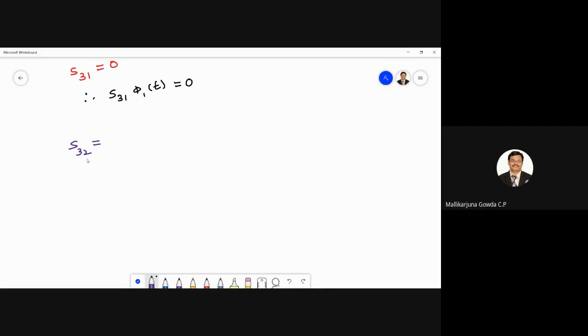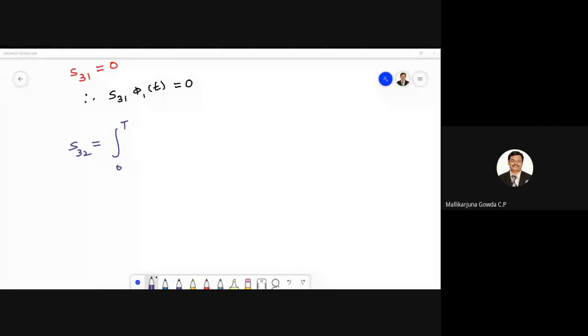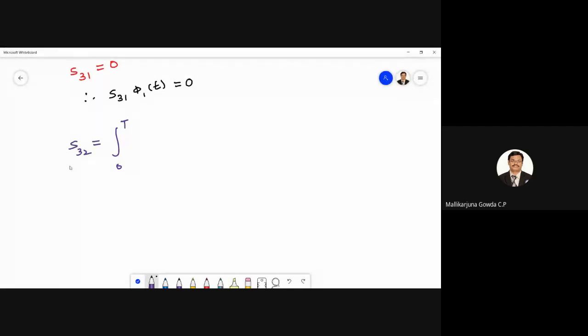I am asking you to just say how do I determine S32? What is the formula I can write? Integral 0 to t, S3 of t, phi 2 of t dt. Yes, S3 of t, then phi 2 of t into dt, right?